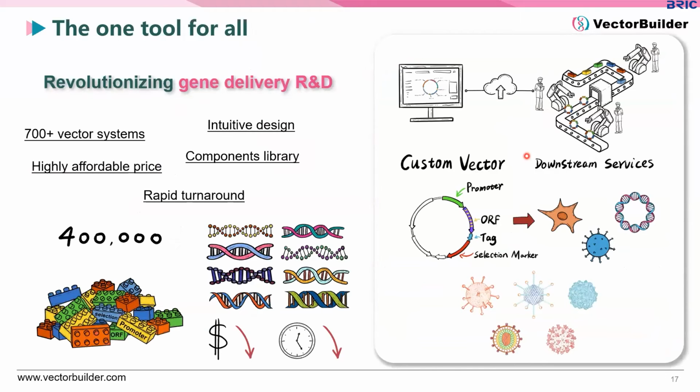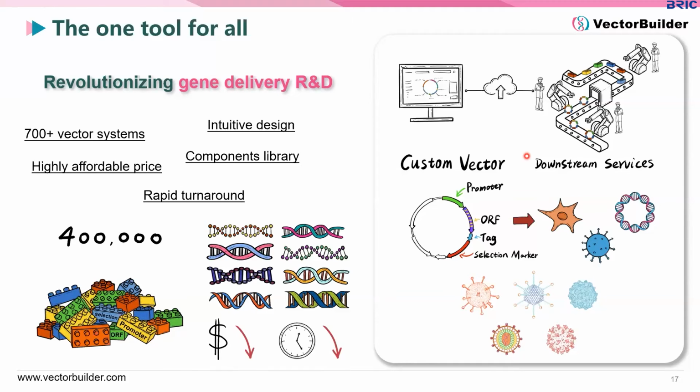So we want to make this studio like a one tool for all. We want to revolutionize the gene delivery R&D. Currently with our studio, we have already established more than 700 vector systems. It incorporates intuitive design and also a very huge components library, with more than 400,000 components built. At the same time, we are providing a highly affordable price and also a very rapid turnaround time.